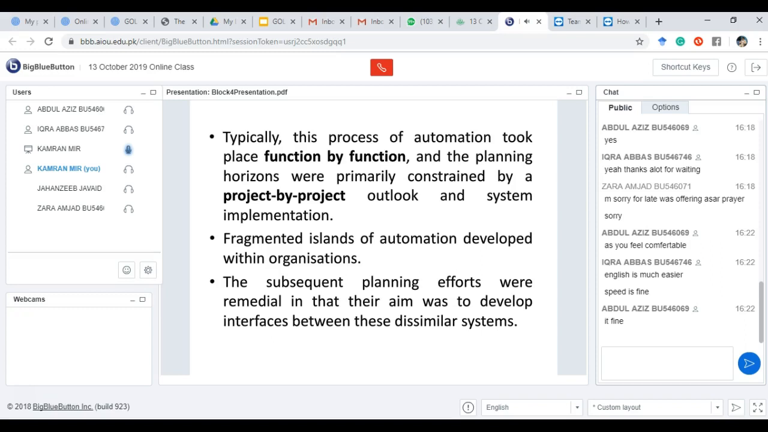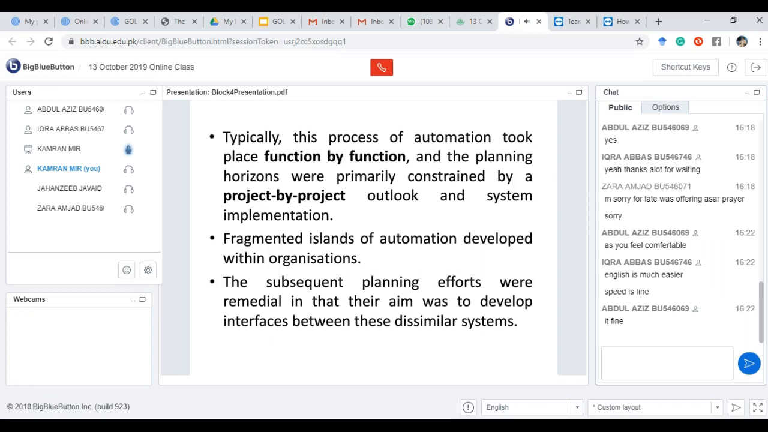Now, fragmented islands of automation developed within the organization. When they say fragmented islands of automation, it means each process was not talking to another project. Basically, each project was not being evaluated with another project of the company. So each was on its own evaluation, one project, one analysis for that project. So it was more of that thing.